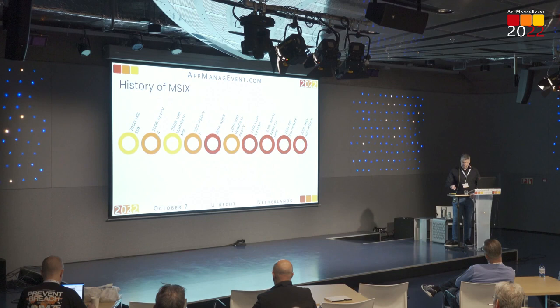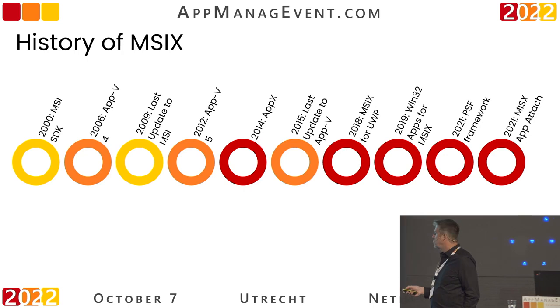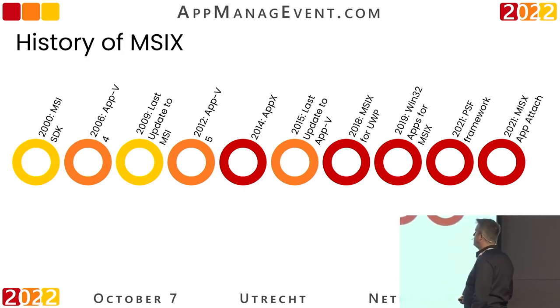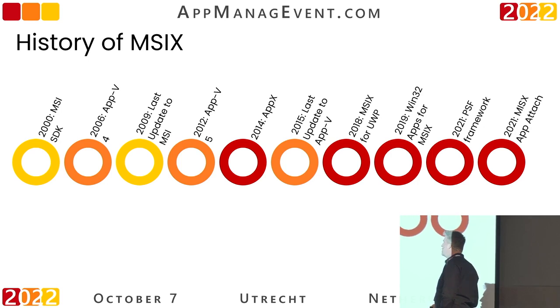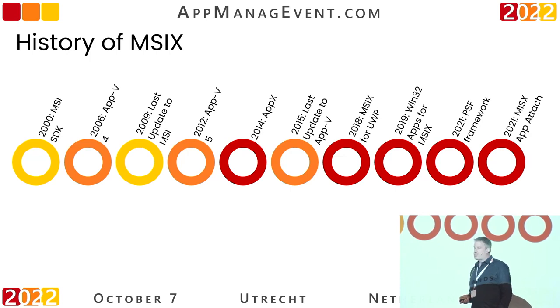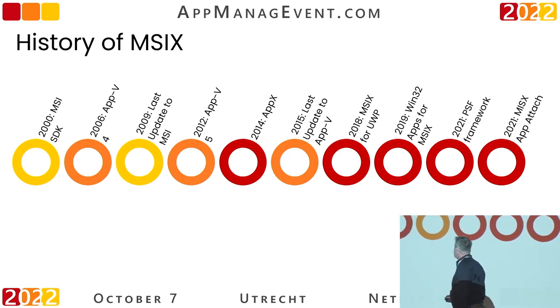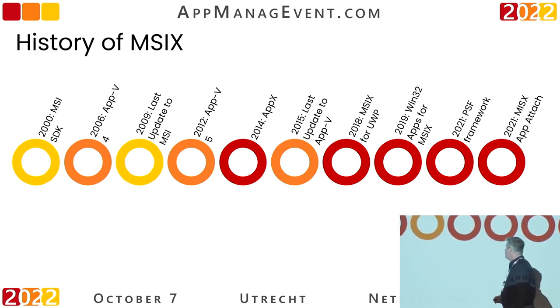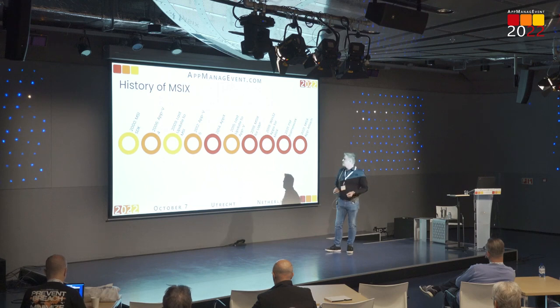Let me make a deep dive into the history of MSIX. So we have here, in the year 2000, MSI was released with the SDK with Office 2000. Then in 2006, they bought App-V technology. And 2009 was basically the last functional update to MSI. In 2012, they made a major update to App-V, and this is pretty close to the MSIX that we have today from the file format view.